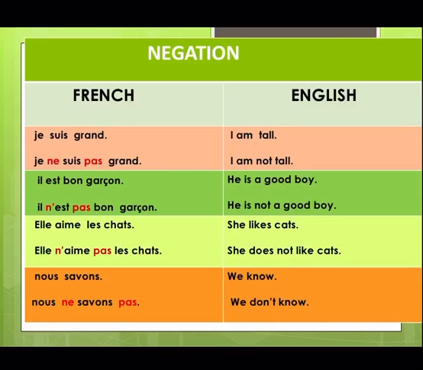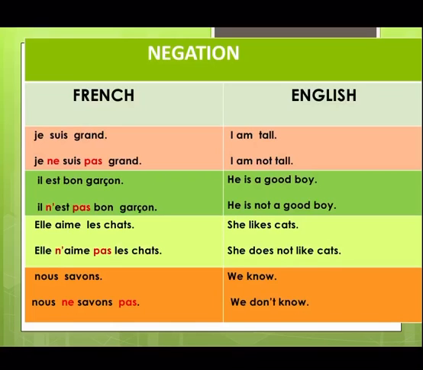So here again we have to locate the verb. Est is a verb, but when we change it into the negative sentence, we have to use the second rule. Why? Because est begins with a vowel. So instead of ne, we will write n apostrophe and then est, and then afterwards we'll add pas. It will change the sentence into the negative one. Il n'est pas bon garçon. He is not a good boy.